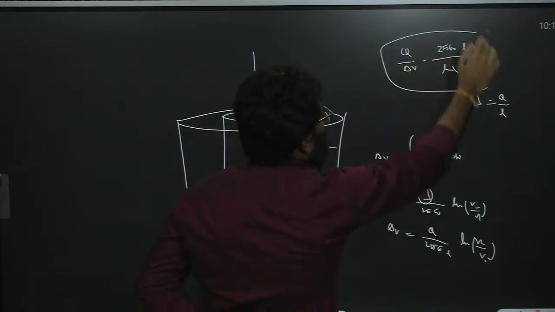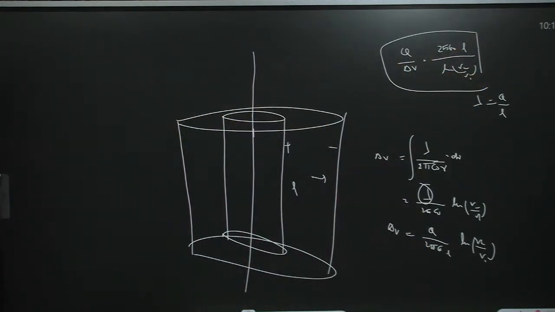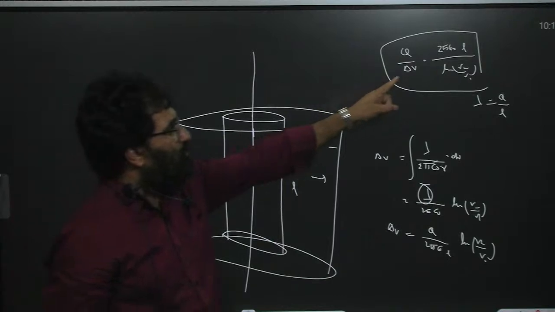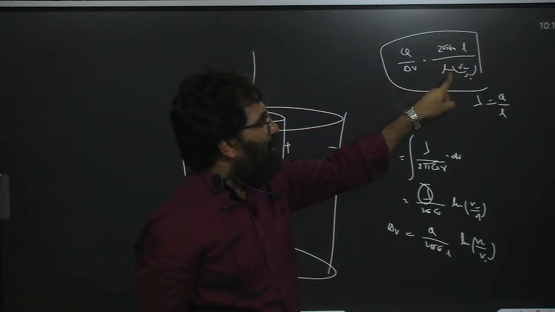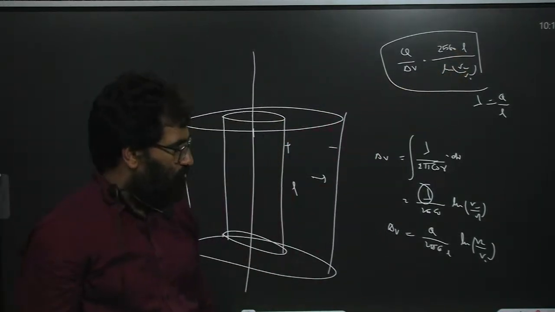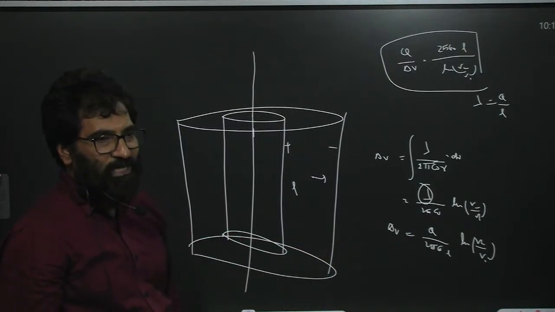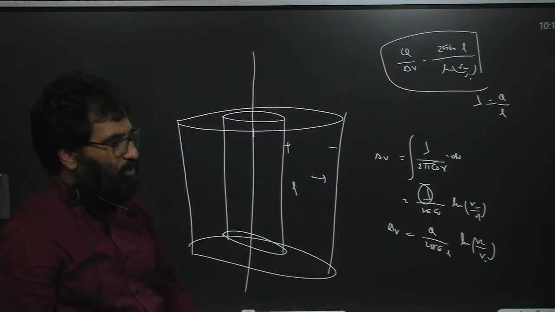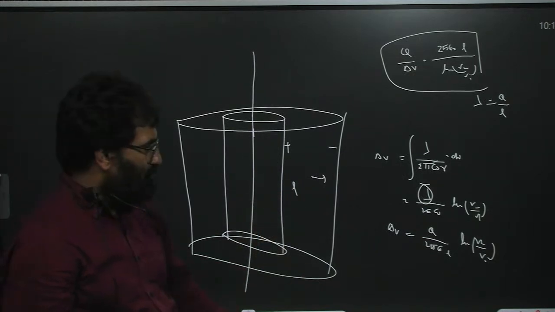Two cylindrical surfaces are separated. The capacitance between them is 2 pi epsilon naught L by ln R2 by R1. You can get it just by finding the potential difference. Q by delta V gives capacity. Okay? You understand, I think.